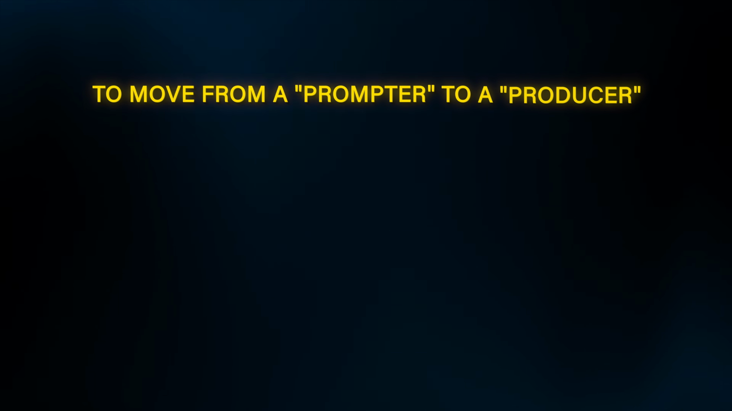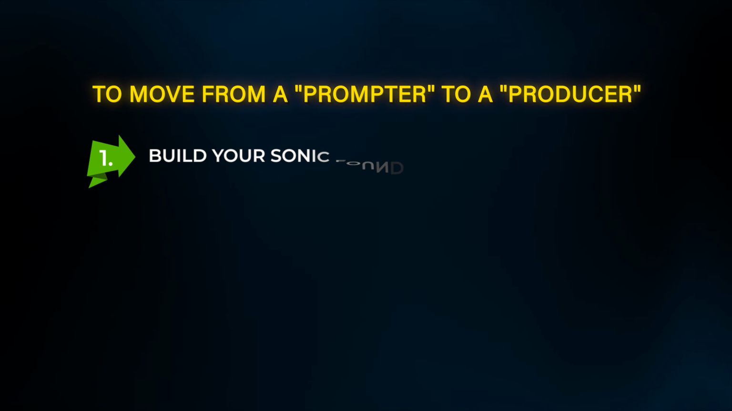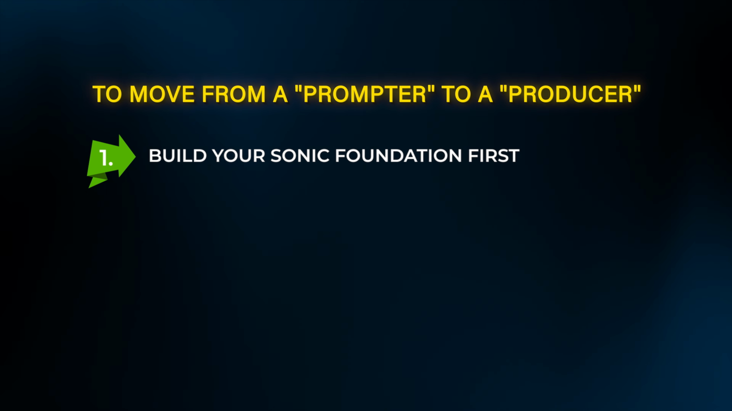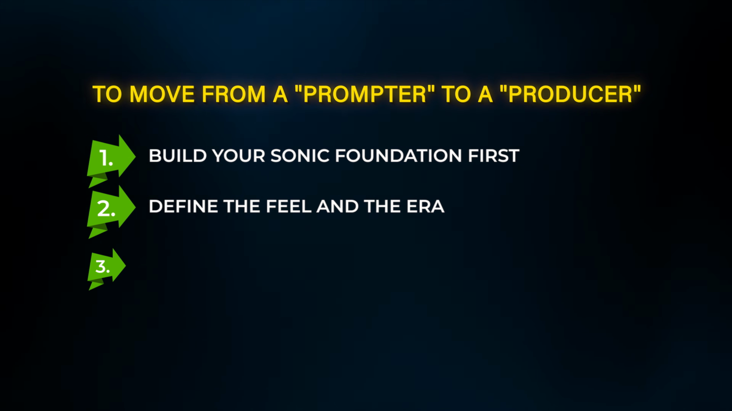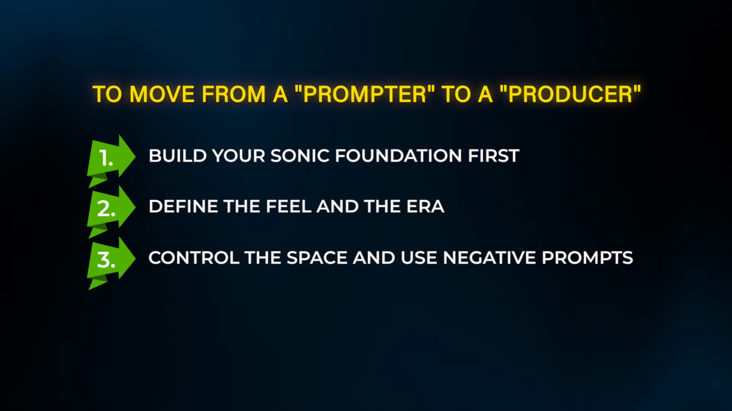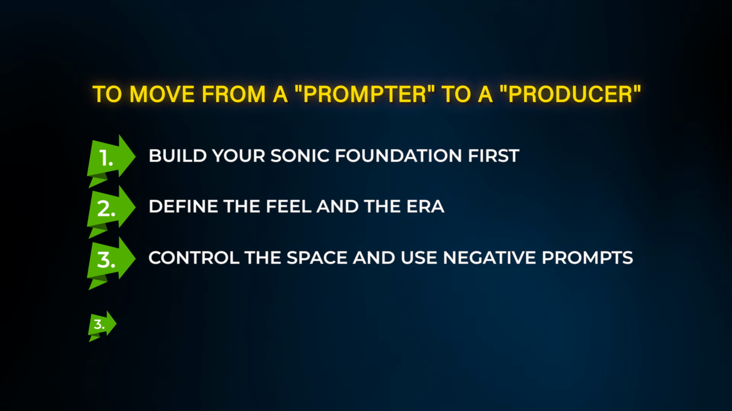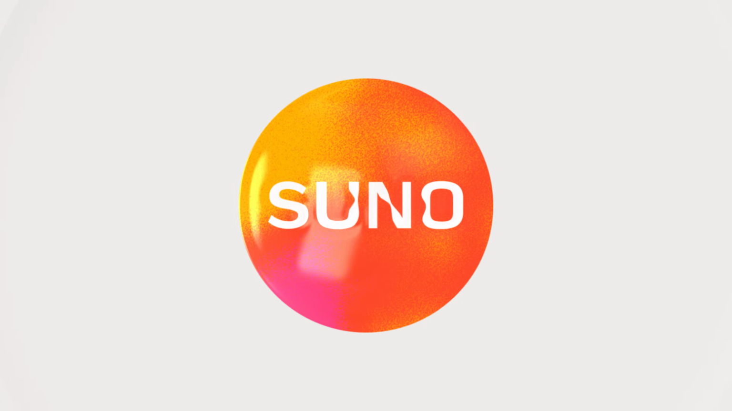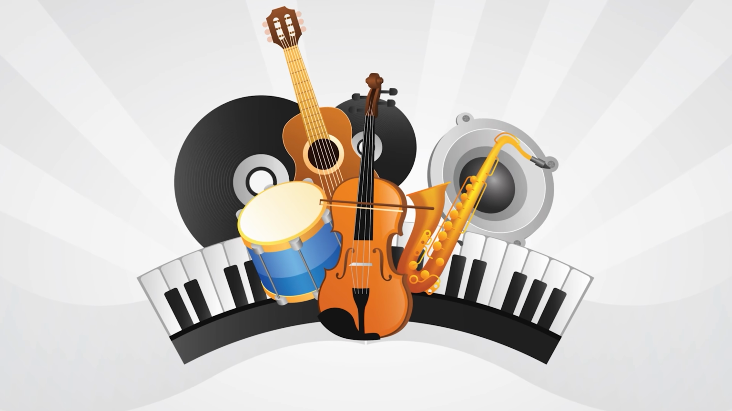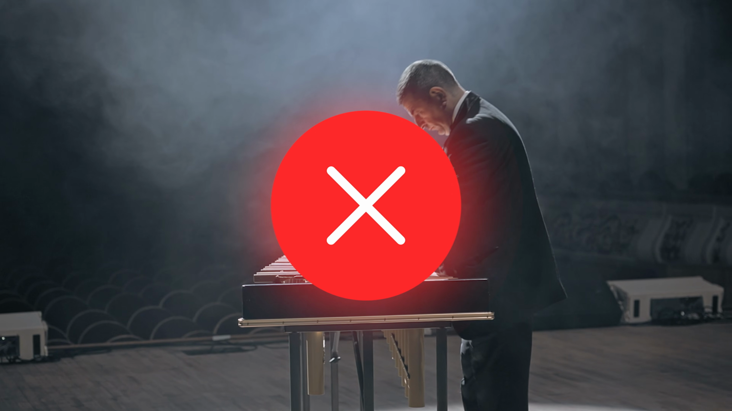Let's wrap this up. To move from a prompter to a producer: 1. Build your sonic foundation first. 2. Define the feel and the era. 3. Control the space and use negative prompts. And 4. Use an LLM to engineer your technical tags. Suno is a revolutionary instrument, but at the end of the day, it's still just an instrument. It needs a player with a vision.